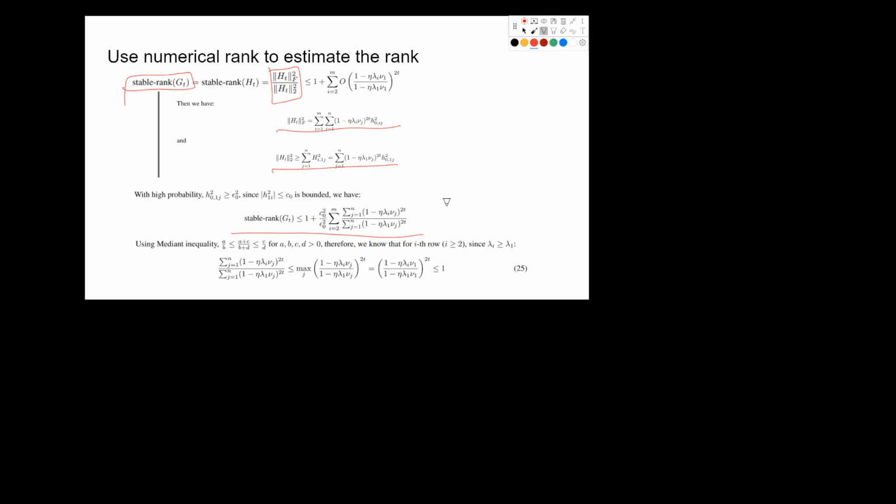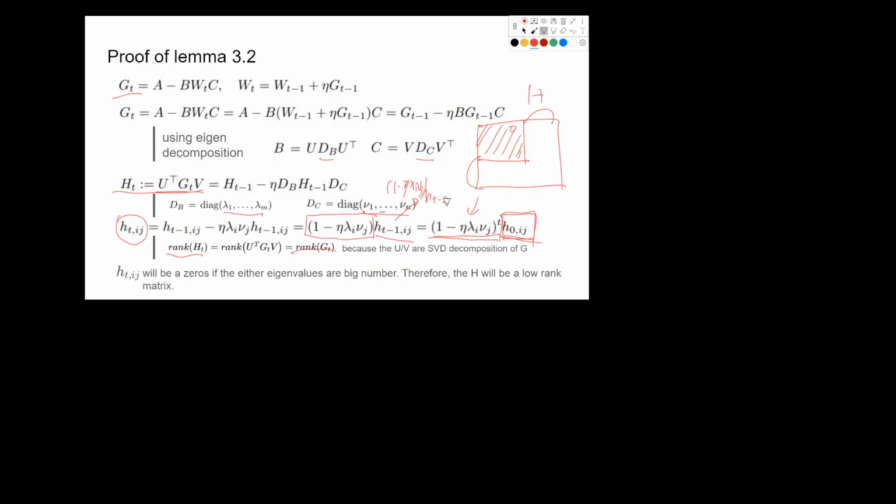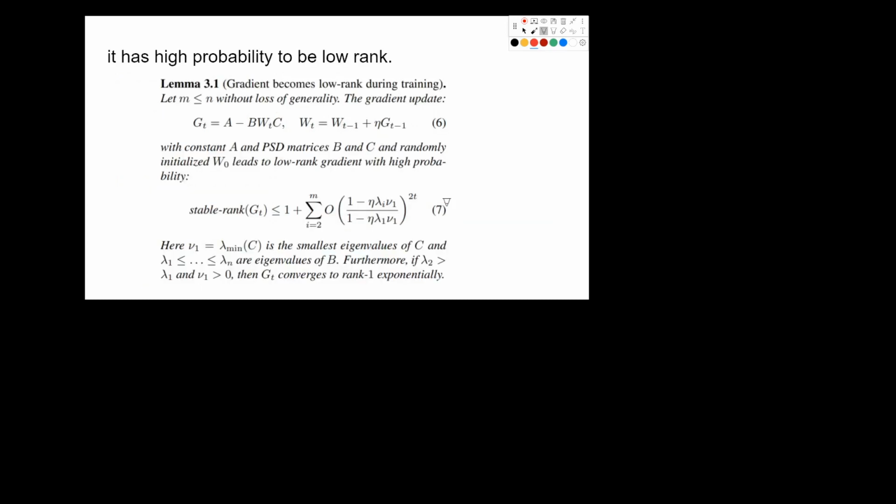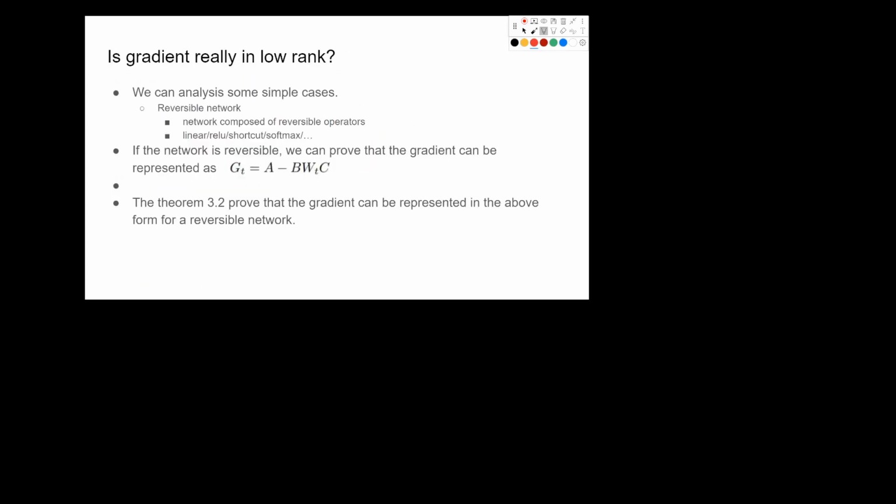But actually, we have seen this H here, and since H has a lot of zeros, it must be a low rank matrix. And since H is a low rank matrix, G will be a low rank matrix as well. So this is the proof that the gradient is low rank if the network is a reversible network.